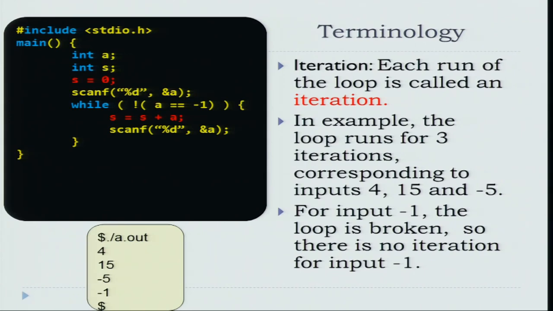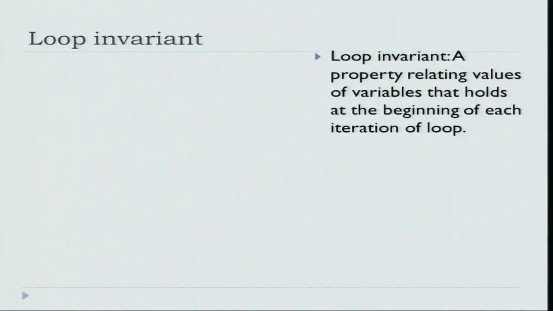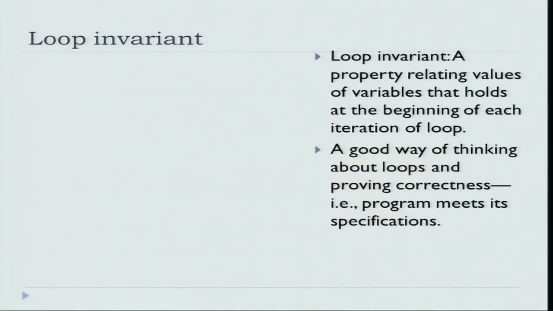This is a technical term associated with loops, and here is a concept that I will introduce to help you argue about the correctness of a loop. There is a notion known as a loop invariant. A loop invariant is a property relating values of the variables that hold at the beginning of each loop. That is a bit abstract, so let me just illustrate with the example that we just saw. Loop invariants are a good way of thinking about the correctness of the loops that you have written.